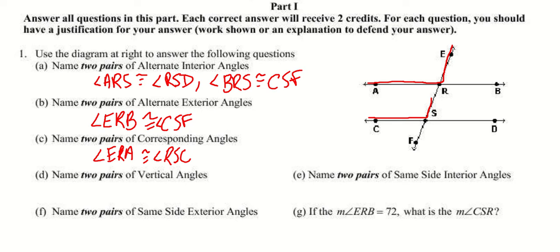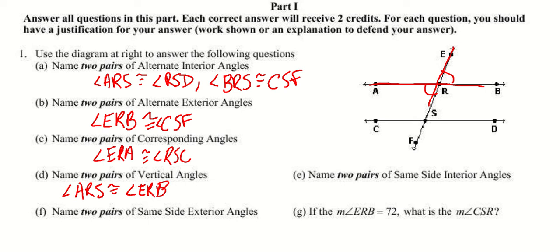Vertical angles, there's another four pair of those, okay? So vertical angles, when the two lines cross here, they're the opposite angles. So these two angles are vertical. They form a bow tie, okay? They form a bow tie. So this would be angle ARS and angle ERB. That's one set, okay?